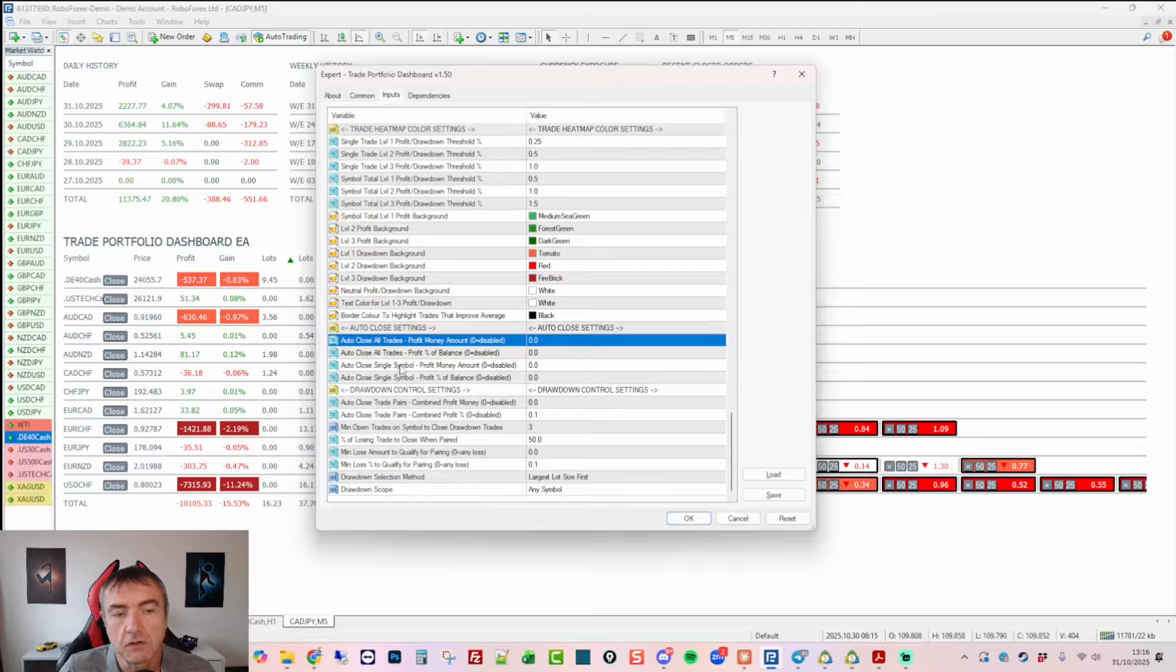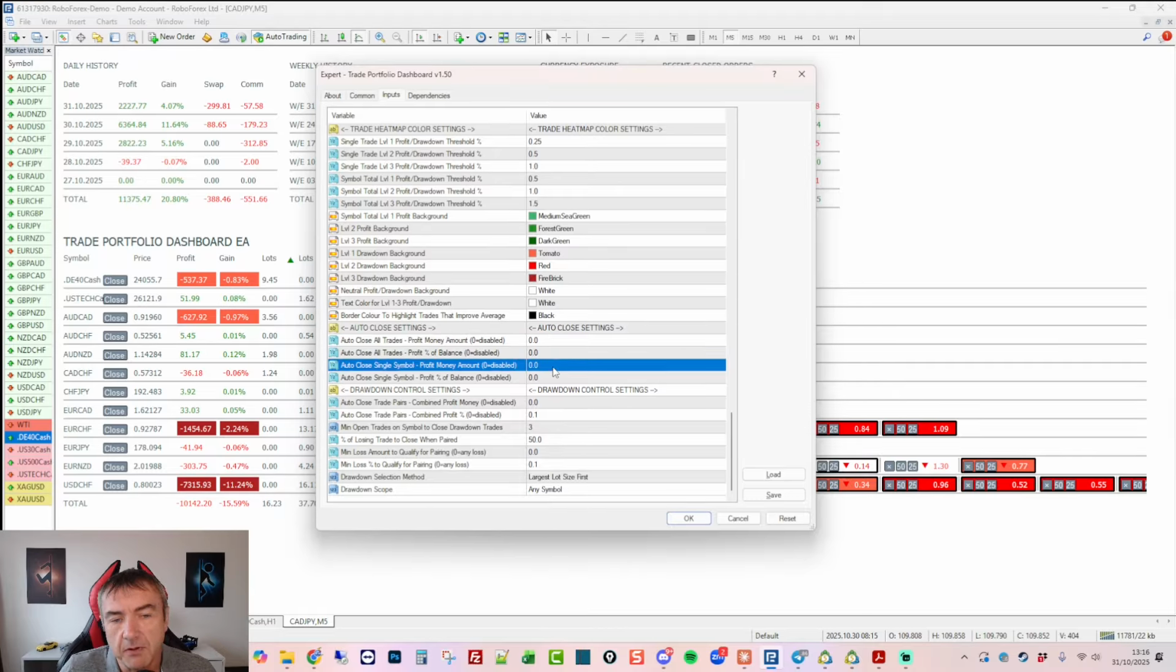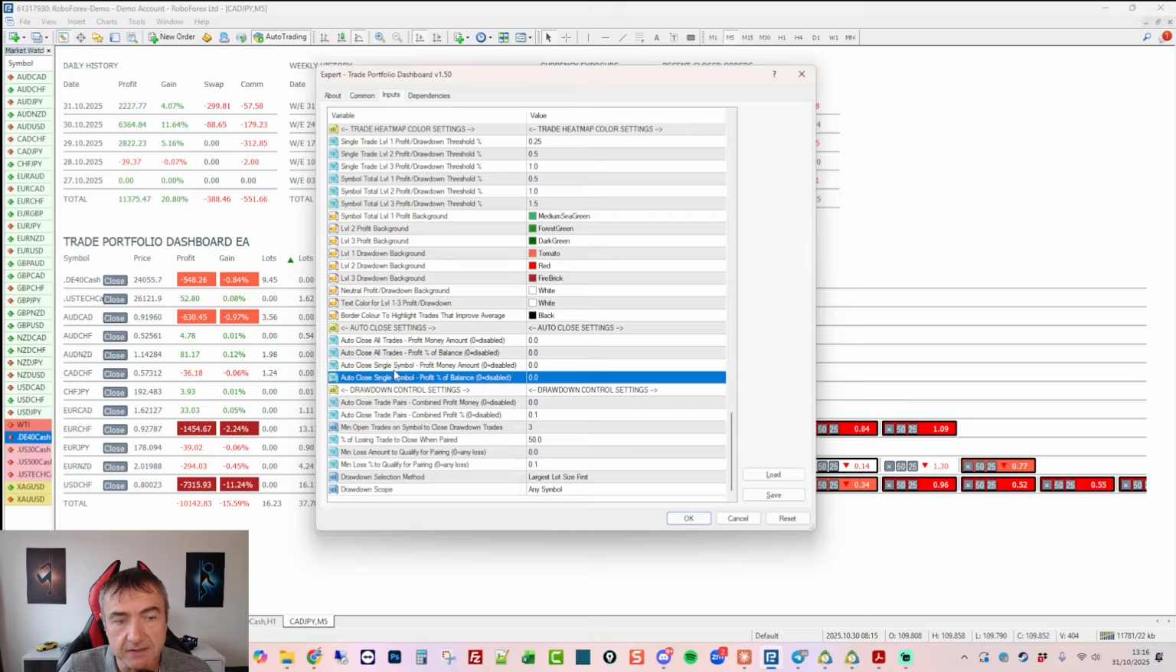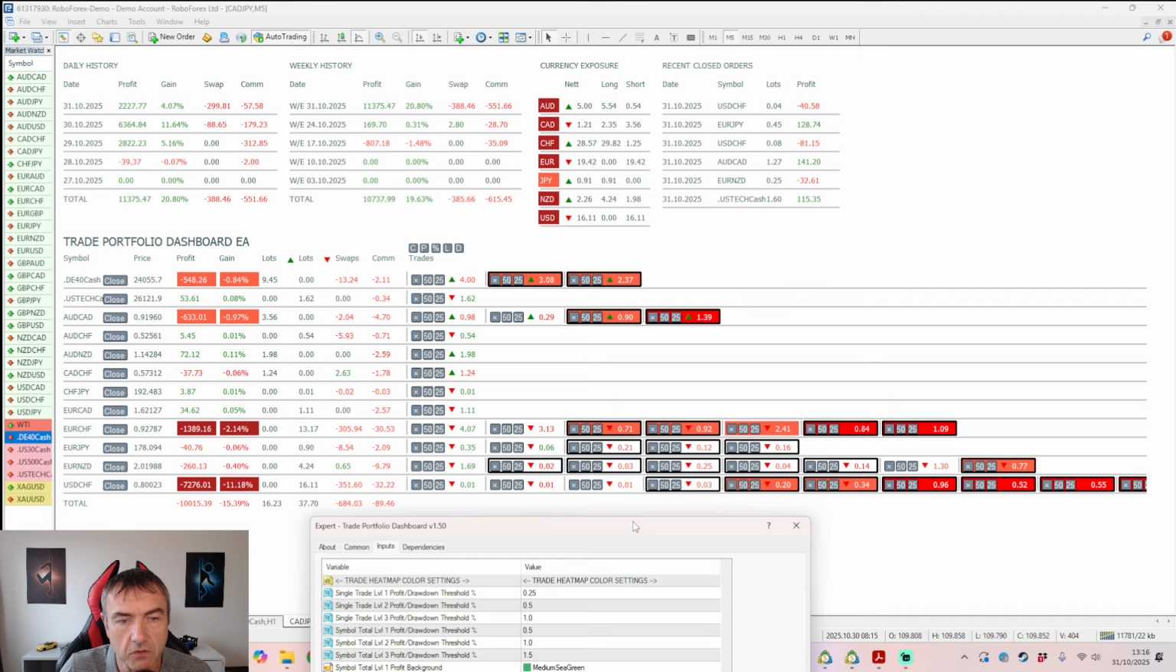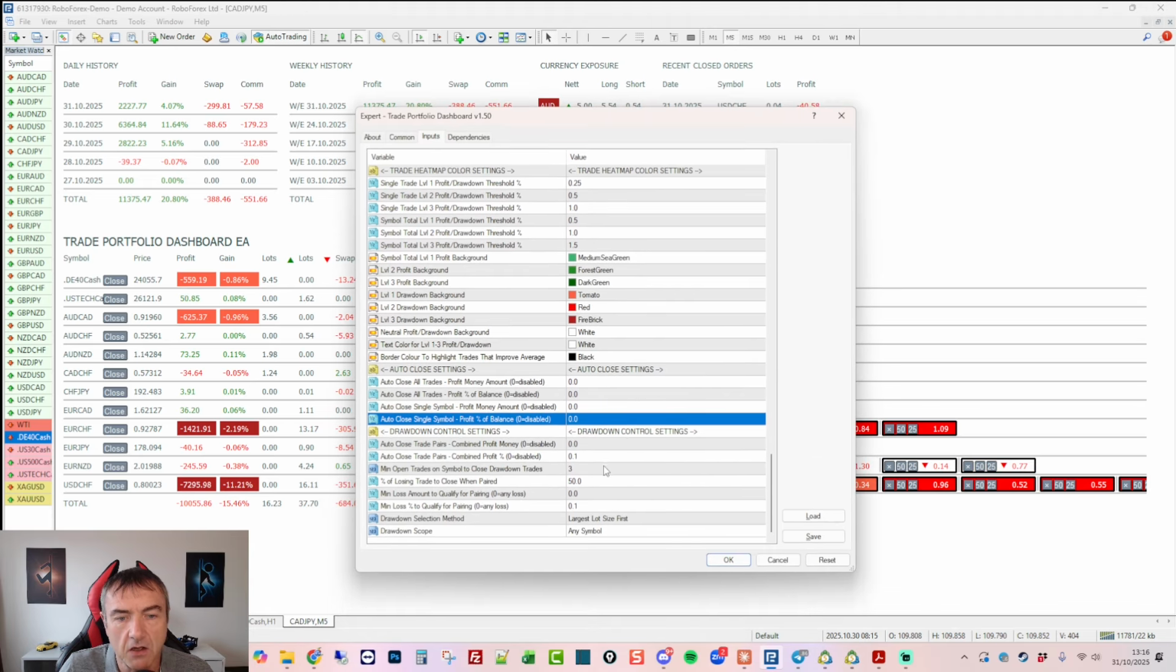The other option is auto close single positions or single symbols. And the same thing applies here with either a monetary amount or a percentage balance. So what this will do is it will focus on the profit column here or the gain column here. And if one individual symbol hits that target, it will close out all trades within that one symbol. So you can see here we've got 4 trades on the Australian dollar, Canadian dollar. We've got 3 trades on the DAX here. So we can set a specific target that we want to close out that individual symbol for whenever it achieves it. Okay, so those are pretty standard and pretty straightforward inputs.